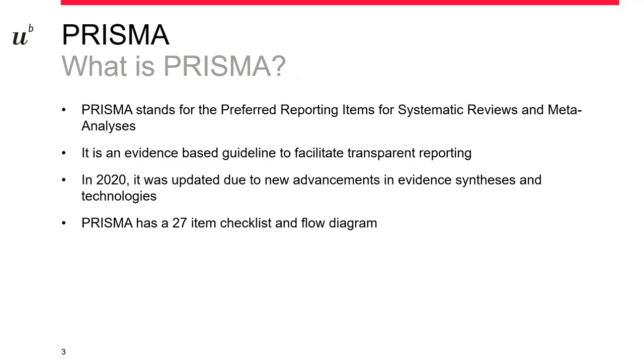PRISMA stands for the Preferred Reporting Items for Systematic Reviews and Meta-Analyses. And it's an evidence-based guideline to facilitate transparent reporting. And in 2020, it was updated due to the new advancements in evidence synthesis and technologies. And PRISMA consists of a 27-item checklist along with the flow diagram.